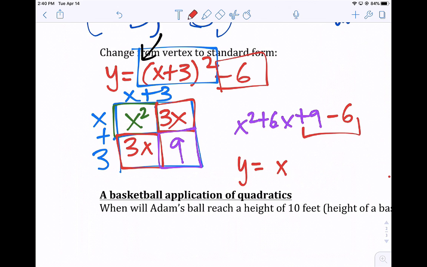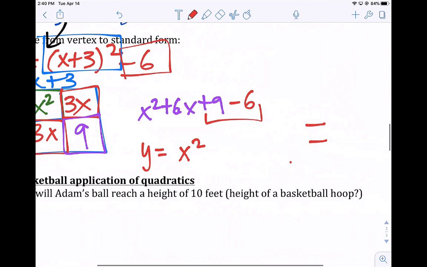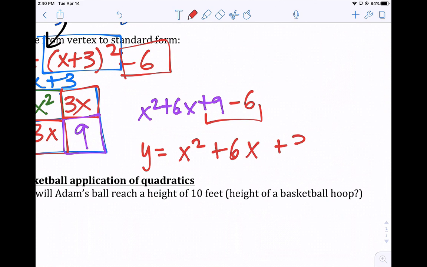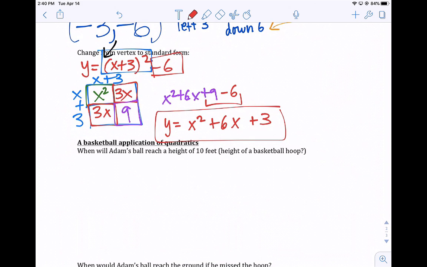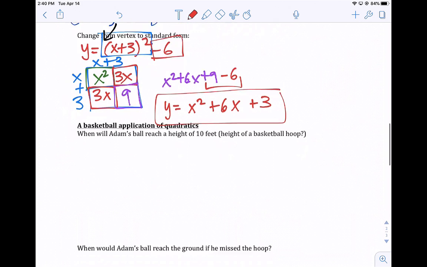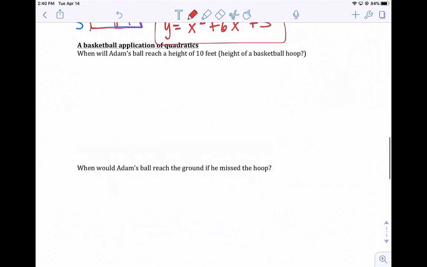And so our final answer in standard form is y equals x squared plus 6x plus 3. So we'll combine the 9 minus 6, we get 3. Okay, so you'll have to know how to change from vertex to standard form. And then lastly, we've been looking at applications.